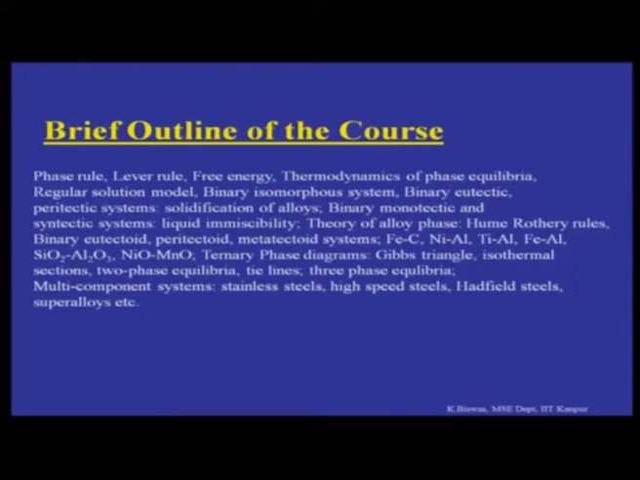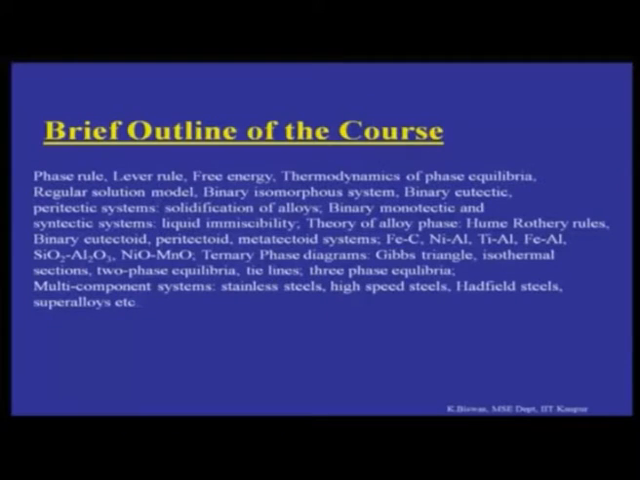Most importantly, systems like iron-carbon, which is the basis for steel making, nickel-aluminum, which is the basis for superalloys, and other aluminides like titanium-aluminum or iron-aluminum systems will be discussed. Those of you who are from a ceramic background or wish to know about ceramics, we will also look at some ceramic phase diagrams like silicon dioxide, aluminum oxide, Li2O3, nickel oxide, manganese oxide phase diagrams and many others. These are only examples. That will give us a good idea of binary phase diagrams.